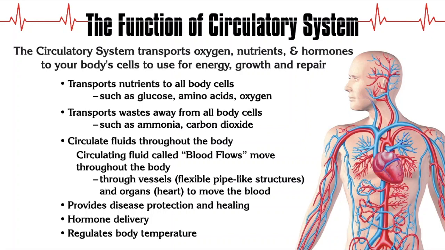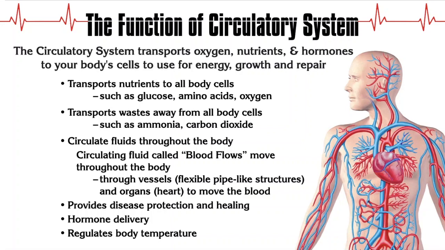It will also transport waste, which would include ammonia. As we said, ammonia is broken down in the liver and turned into urea, and then that's transported to the kidneys, then ureters, urinary bladder, then urethra. So we'll get rid of that in urine. It's also going to transport carbon dioxide out of the body as a waste product that we will exhale from the lungs.